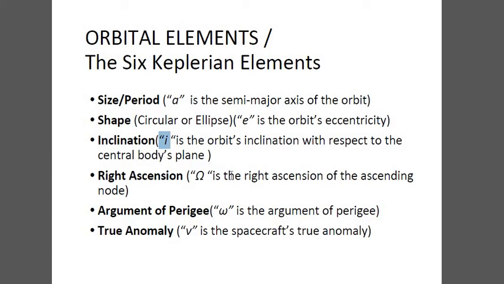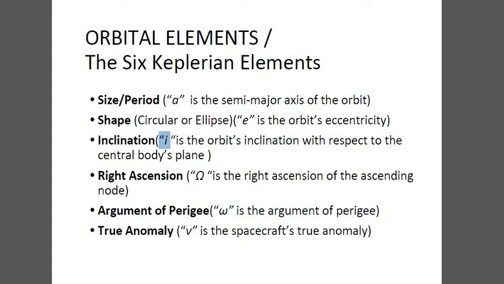I'll also tell you what an ascending node is. Then argument of perigee, which is denoted by omega. I have already said what perigee is: the point in the orbit of the satellite at which it is nearest to the earth. The apogee is the point very far from the earth. Then the last one is true anomaly, denoted by the letter V. These 6 parameters I'm going to discuss clearly in the next class.